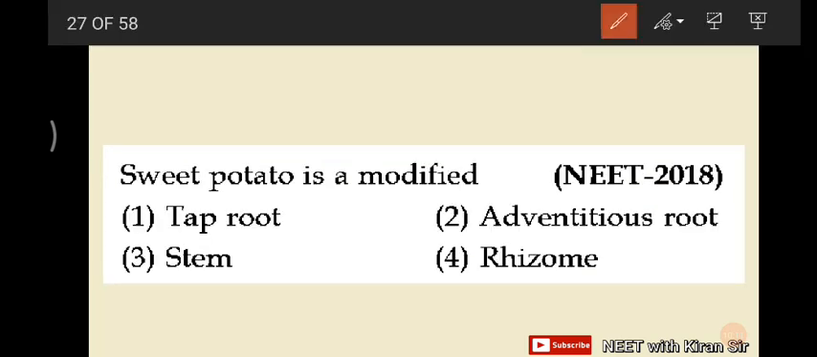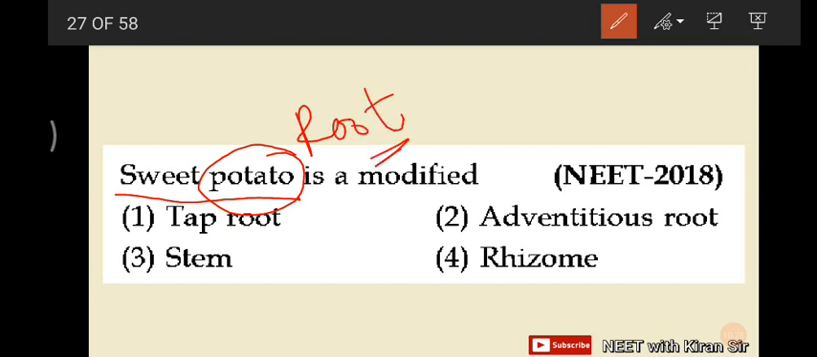Next one. Sweet potato is a modified what? When I say sweet potato, don't get confused by the term potato here. Sweet potato is nothing but a root. Please remember, when I talk only of potato, it is a stem. So sweet potato is a modified root. Since they appear from the nodal region, they are adventitious roots. Sweet potato is a modified adventitious root meant for storage of reserved food material. Okay, next one.